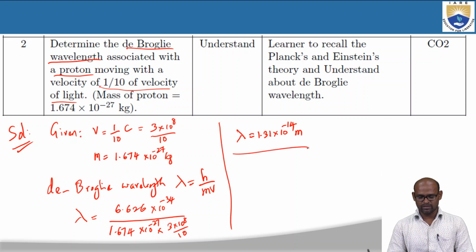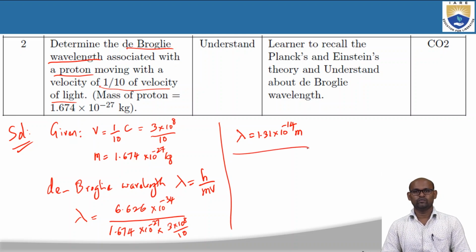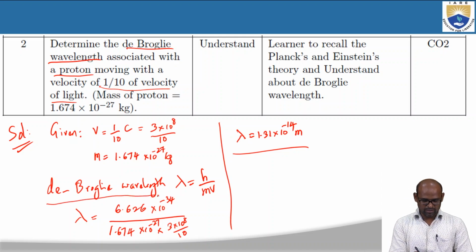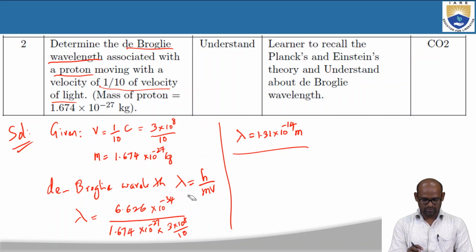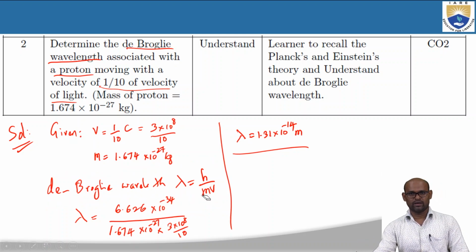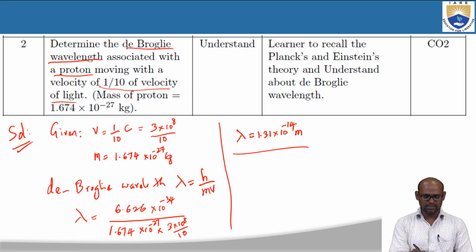So the de Broglie wavelength of the given proton moving with a velocity of 1/10th of the velocity of light is 1.31 × 10^-40 meters. In this numerical problem we have used the de Broglie wavelength equation, lambda is equal to h by m v. And we should know the universal constant, the velocity of light.